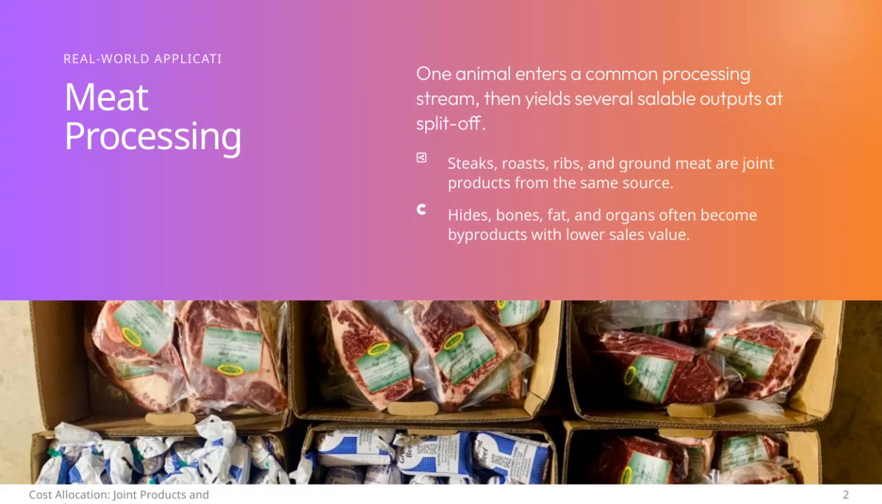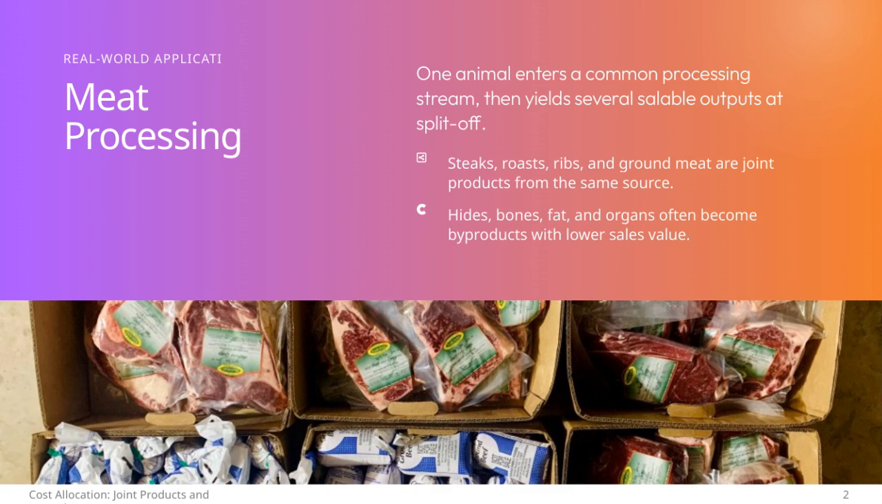Now, focusing on cost allocation for joint products and byproducts, let's consider the example of meat processing. Here, one animal enters a single processing stream but produces multiple different products at the point of split off. For instance, steaks, roasts, ribs, and ground meat are all joint products that come from the same source and typically have significant sales value. At the same time, other parts like hides, bones, fat, and organs are byproducts, which generally have a lower sales value.